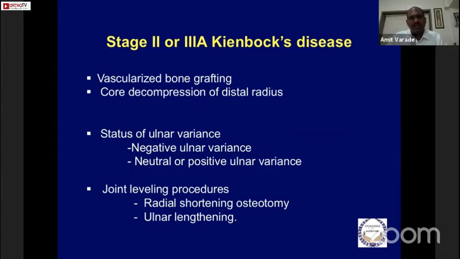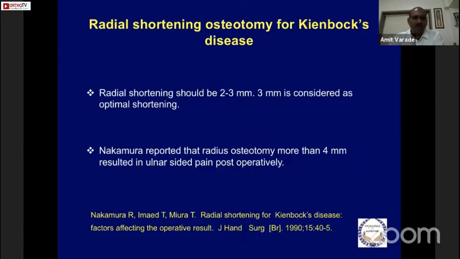For revascularization, the procedures available are vascularized bone grafting and core decompression of the distal radius, and a lot of other procedures, but I am not mentioning them due to lack of time. Next we have to see the status of the ulnar variance, whether there is negative, neutral, or positive ulnar variance. In case of negative ulnar variance, we can do joint leveling procedures such as radial shortening osteotomy and ulnar lengthening. A word about radial shortening osteotomy: 2 to 3 mm is considered optimal shortening. If we do more shortening, then the patient may complain of pain on the ulnar side of the wrist.